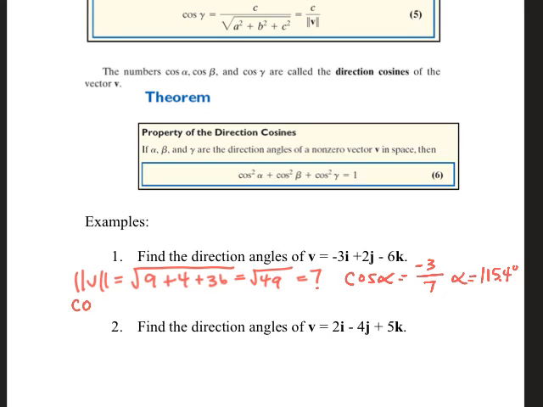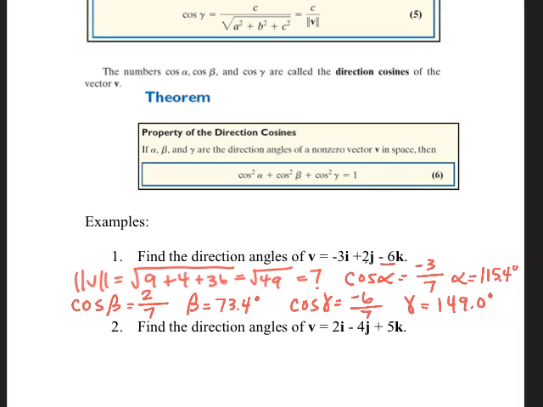We'll do the same for beta. Cosine of beta equals the j component's coefficient divided by the magnitude, inverse cosine of 2/7 returns 73.4 degrees. And lastly, gamma: the cosine of gamma equals -6, your coefficient up here, divided by the same magnitude. And you end up with gamma equals the obtuse angle 149.0 degrees.